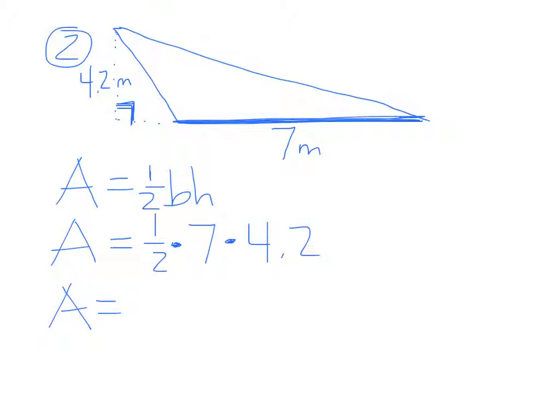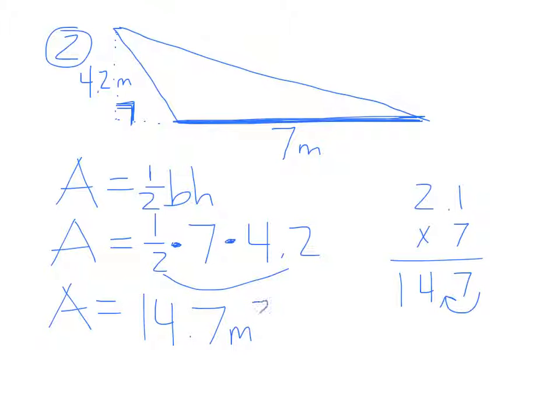Half of 7 is 3.5. Or you could take half of 4.2, which is 2.1. So I think that would be an easier one. 2.1 times 7, one decimal place. Our final answer is 14.7 meters squared. And that is the area of the triangle on question 2B. Alright, let's go to example 3.